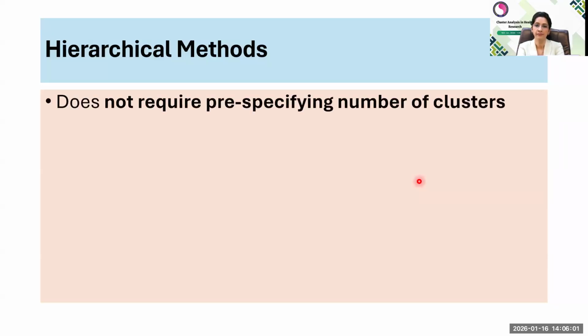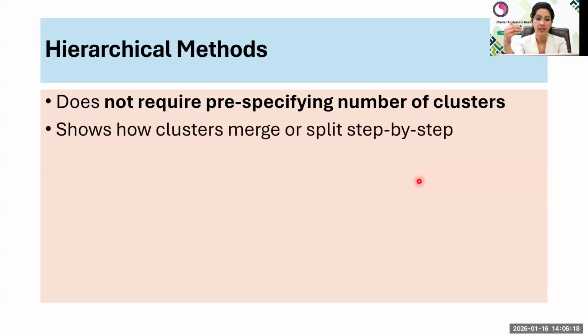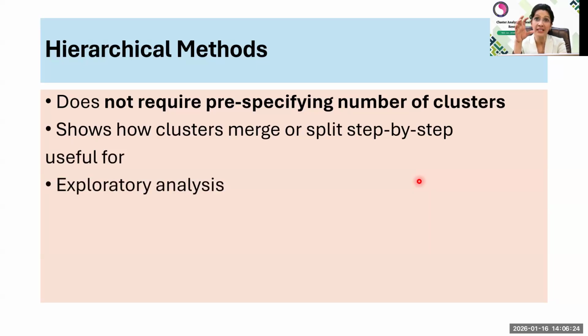In k-means, what we have done is that you need a pre-specified number of clusters to define this. But in the hierarchical method, it is you who will decide how many clusters you should have. So it shows the clusters merging step by step, and it is useful for the initial stage.